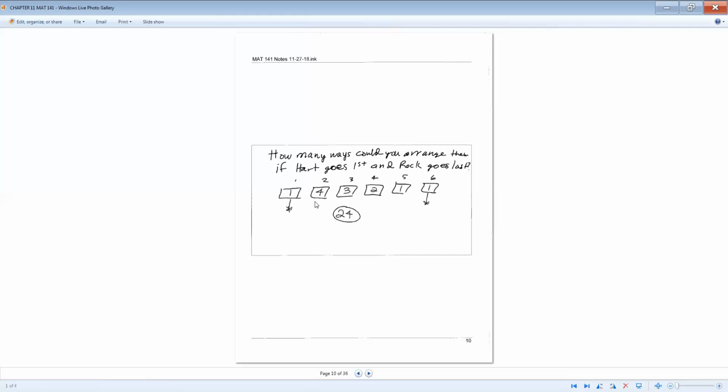Now when we get to box 2, it doesn't matter who goes there. But remember, 2 comedians have already been used in box 1 and box 6. So that means we have 4 comedians left, and then we do our countdown, 4, 3, 2, 1. Multiply those numbers together, and we have 24.